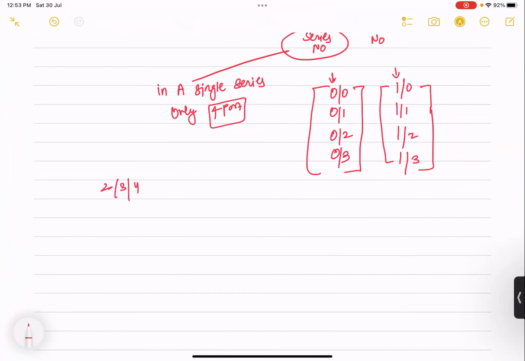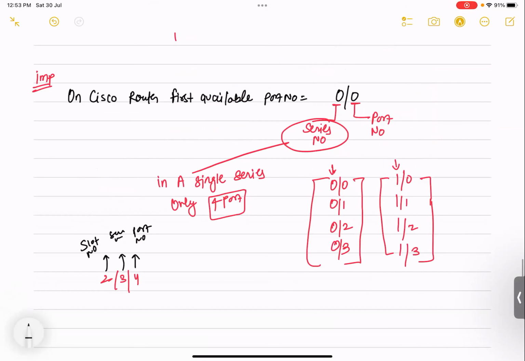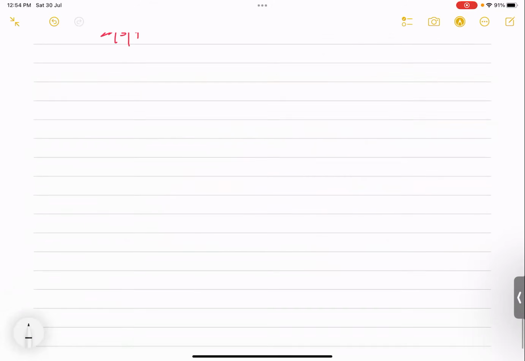2/3/4. So what is the meaning of this? 2 is the slot number, this one is the series, and then this one is the port number. Now one more thing. If you want to install a module inside the router, this interface will help. Clear?